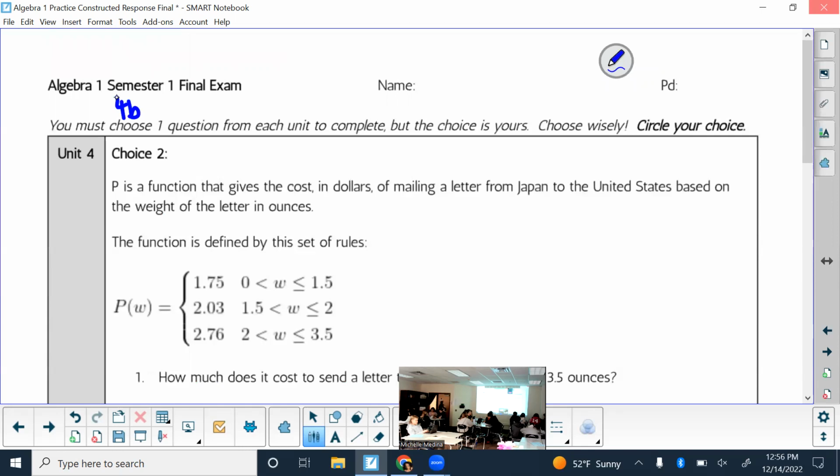So, E is the function that gives the cost in dollars of mailing a letter from Japan to the US based on the weight of the letter in hours. Here's the rule.